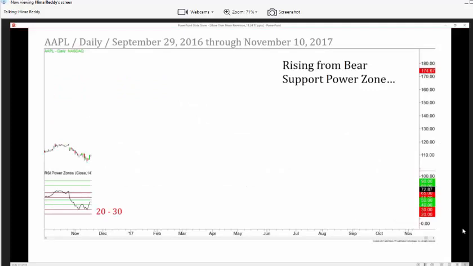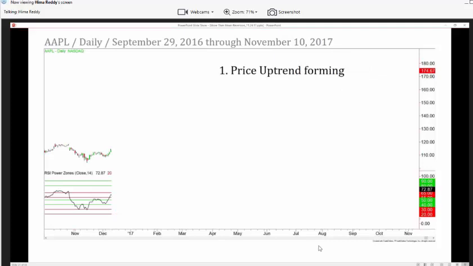This is a little different segment. But in this situation, we happen to have RSI rising from the bear support power zone. But right now, the price trend is still flat, right? There's nothing actionable yet. Now, the next day, or the next couple of days, we see the price uptrend forming over about 2 weeks now off that low.